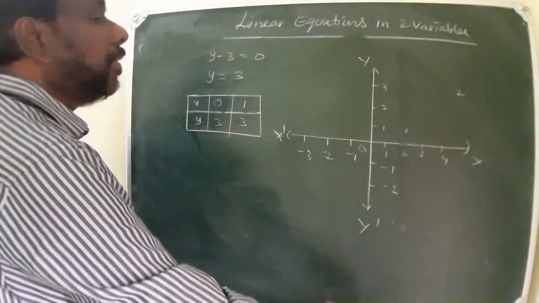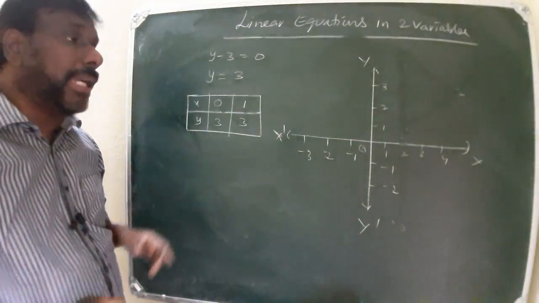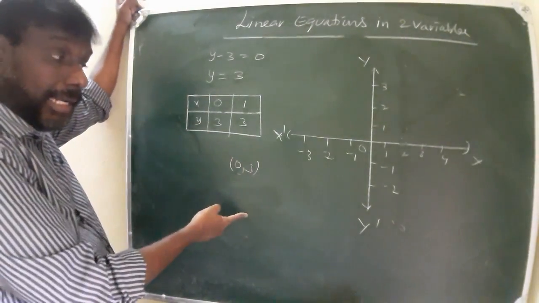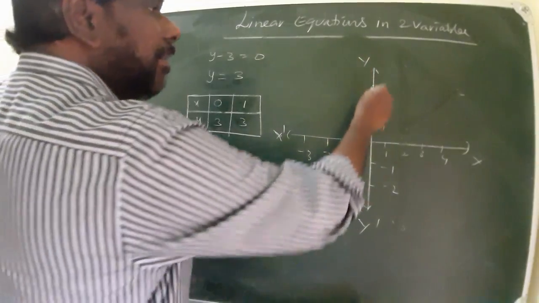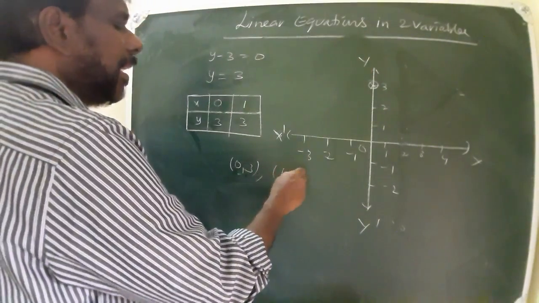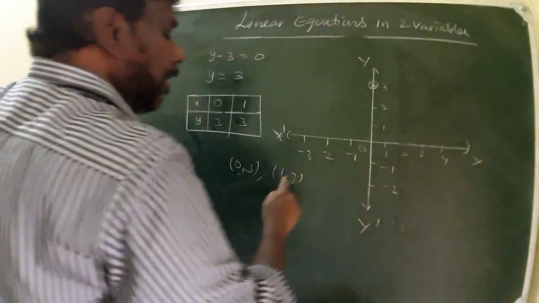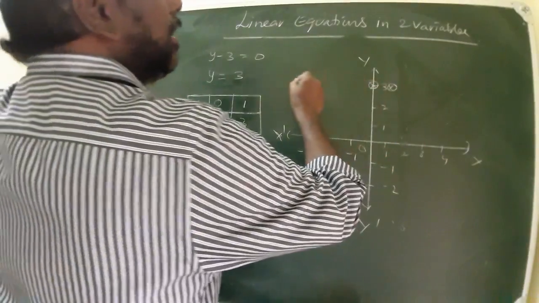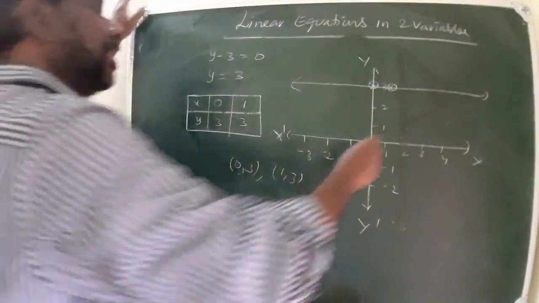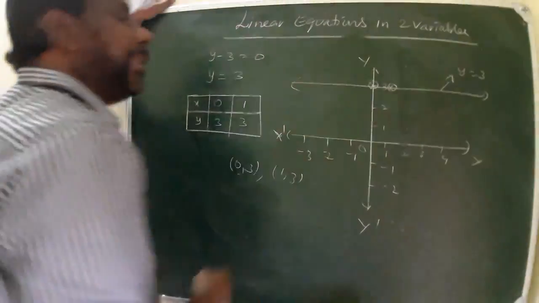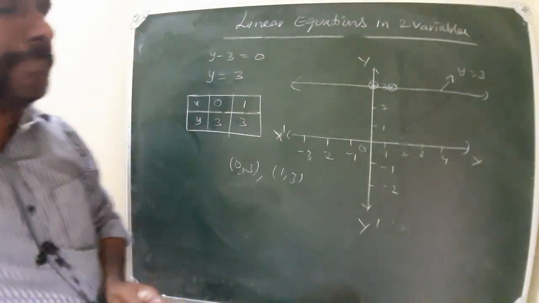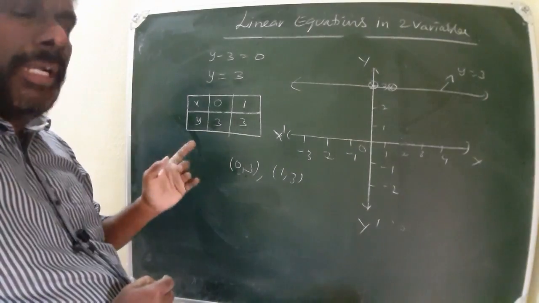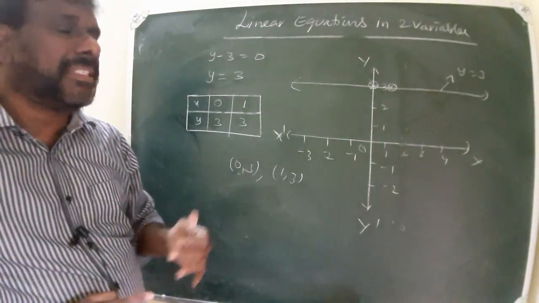So now you have to plot these points in the graph. 0, 3. If the x coordinate is 0, this point lies on the y axis. On the y axis, where is 3? Here. You mark this point. 1, 3. Both are positive, so it lies in quadrant 1. 1, 3 comes here. So join these 2 points with the scale. You will get this line. This is called y equal to 3. The line y equal to 3 is parallel to the x axis.